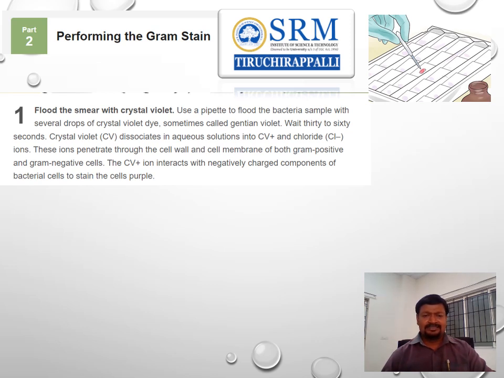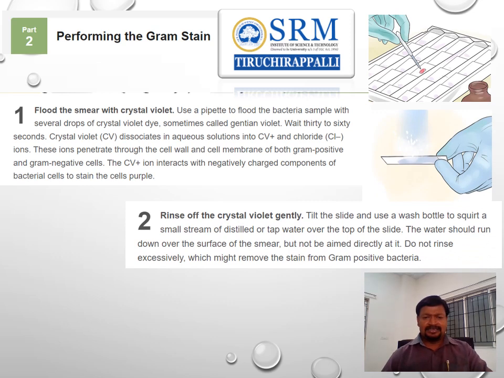The crystal violet dissociates in aqueous solution into CV plus and chloride minus. The ions penetrate through the cell wall and cell membrane of both gram positive and gram negative cells. The CV positive ions interact with the negatively charged components of the bacterial cells, staining the cells purple. Then rinse off the crystal violet gently.